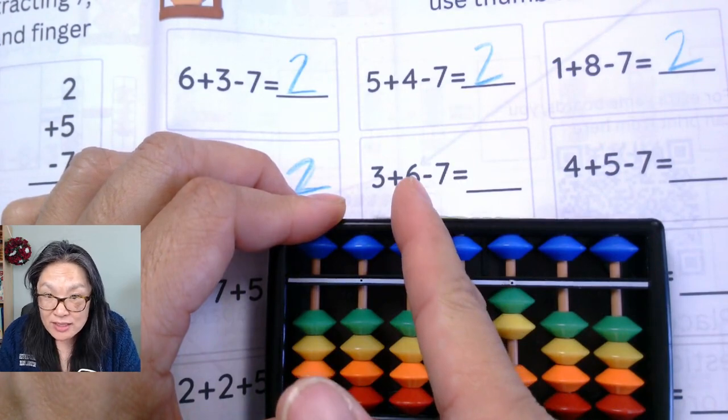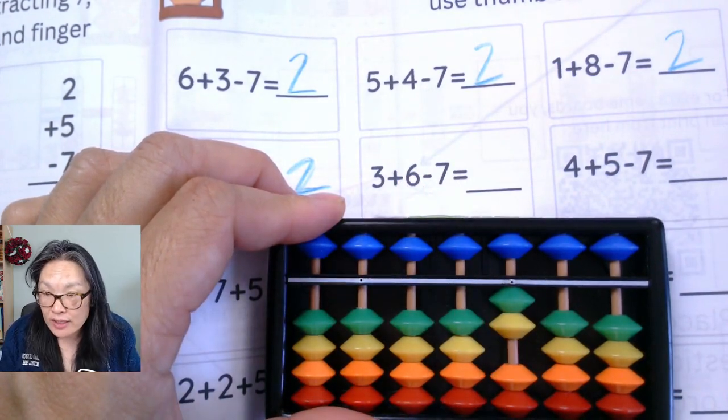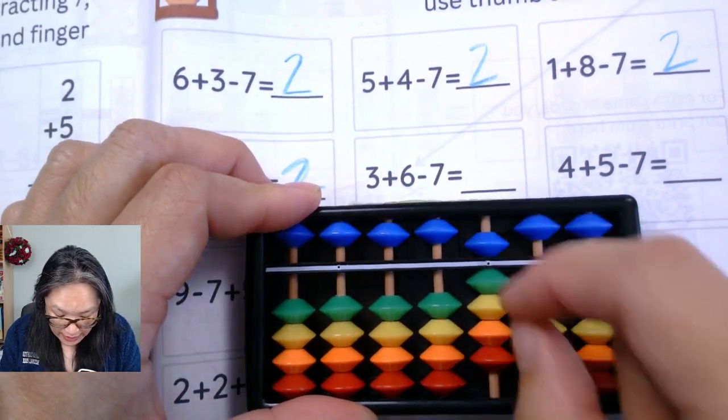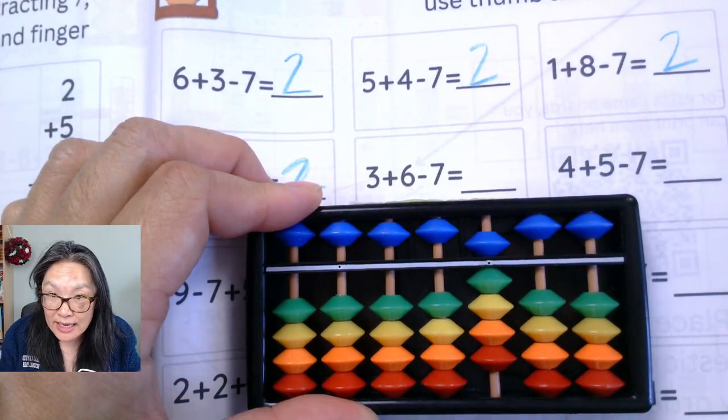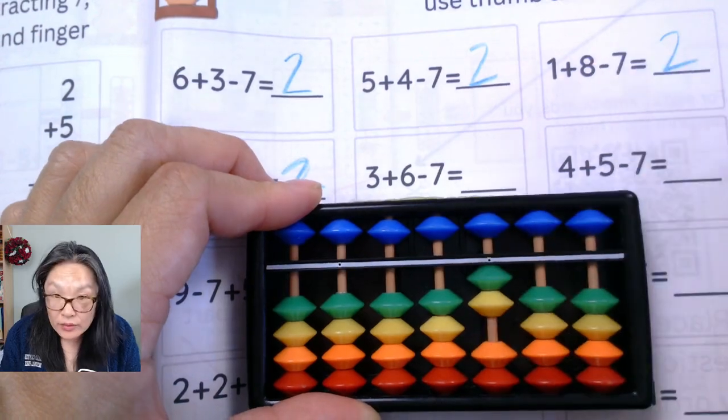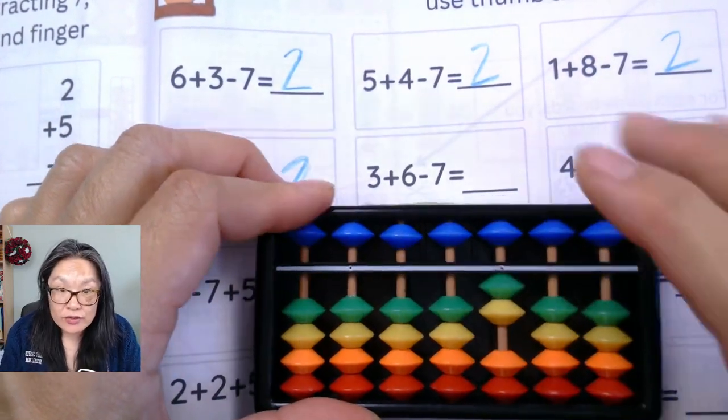So we look at 6. Can we do it? Yes, we can. Right? Can we add the 6? Yes, we can. So I add the 6. And then my question is, can I take away the 7? Yes, we can. So we can take away the 7. So my final answer is 2.